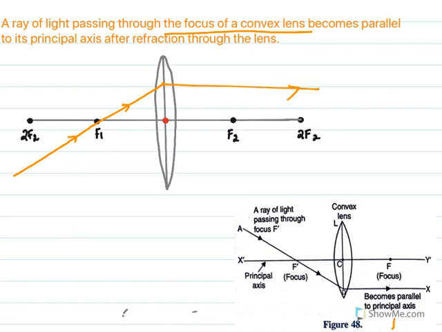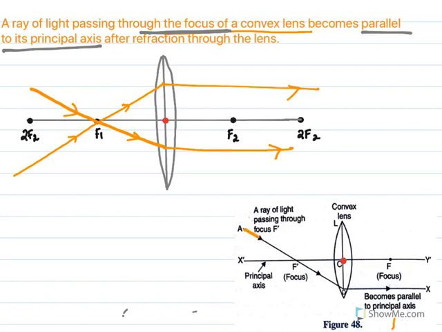Let's take another example. You have another ray of light here coming through the focus. After refraction, it will go parallel. A ray coming through the focus, after refraction goes parallel to the principal axis. And here again we have a picture. This is an optical center. This is a ray that is coming through the focus. It then goes parallel to the principal axis. This is rule number 3.